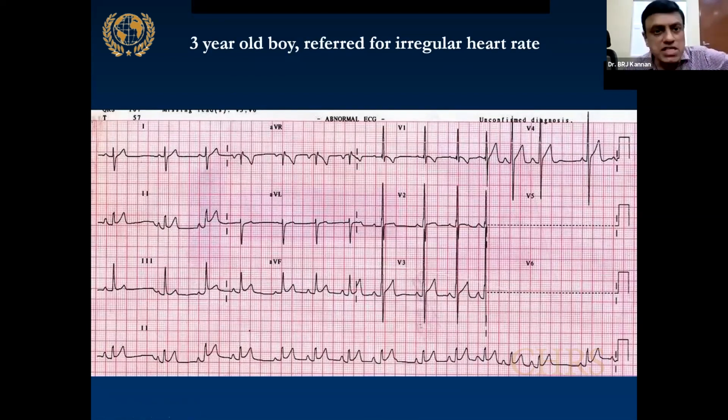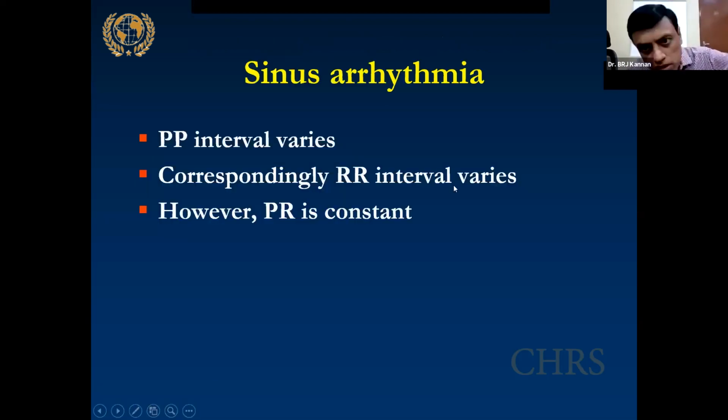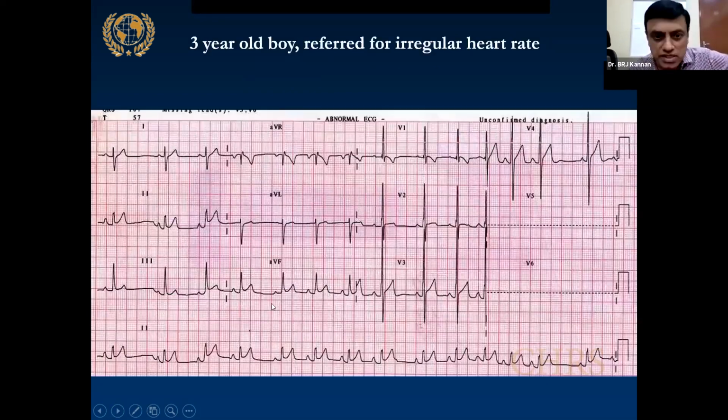So in sinus arrhythmia, the PP interval will vary. Correspondingly, the RR interval varies. However, the PR interval is constant. Okay, see that here. PR interval is constant, but the ECG has so much variation. Now, how to know whether it's normal or abnormal?